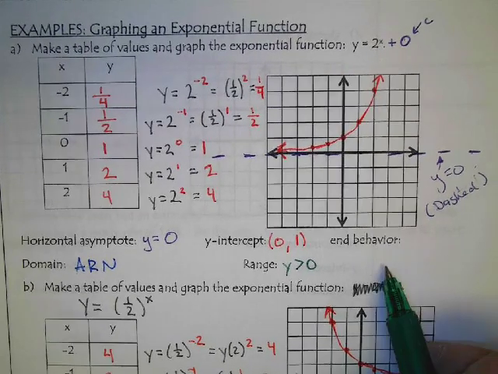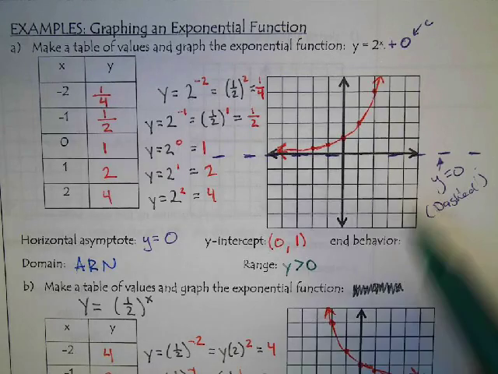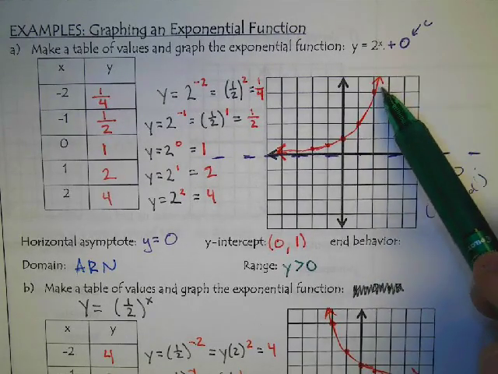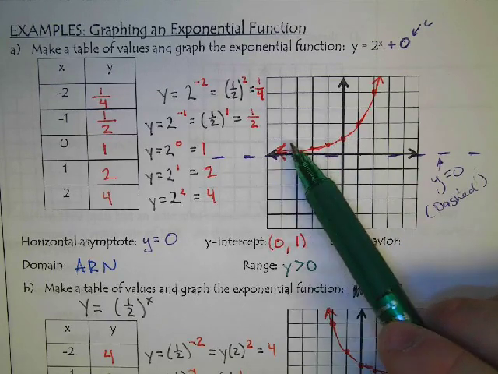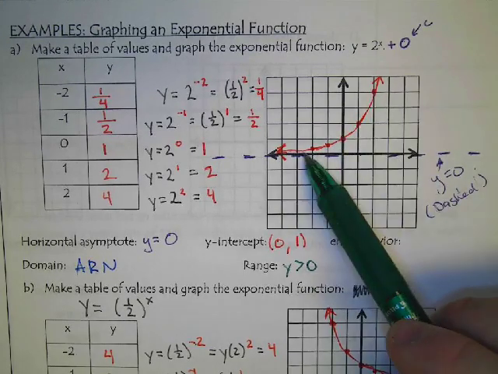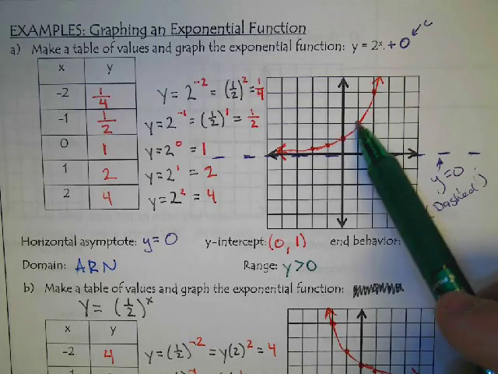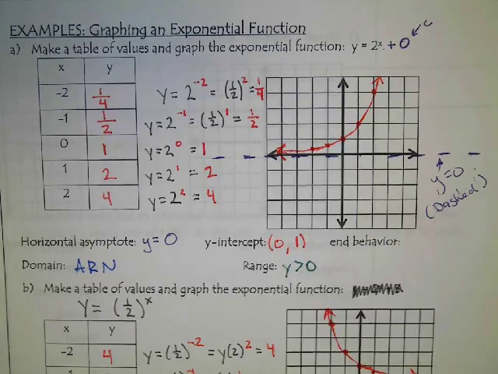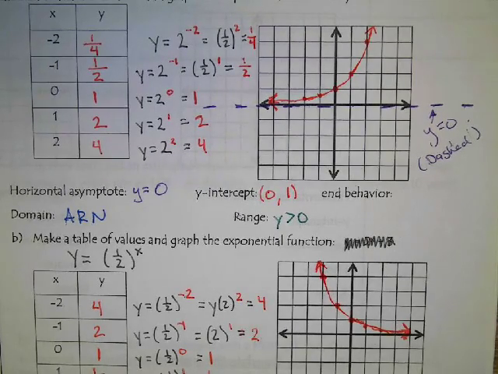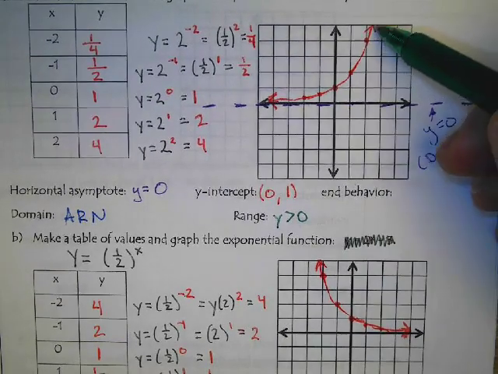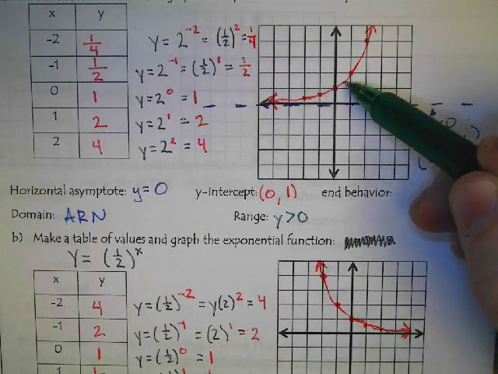Now, this end behavior idea that we want to talk about has to do with what is the x doing as it approaches the asymptote? Is the x increasing as it approaches the asymptote, or is the x decreasing as it approaches the asymptote? So our end behavior will deal with that idea. And for this one, if I follow approaching the asymptote, my x values are getting less.